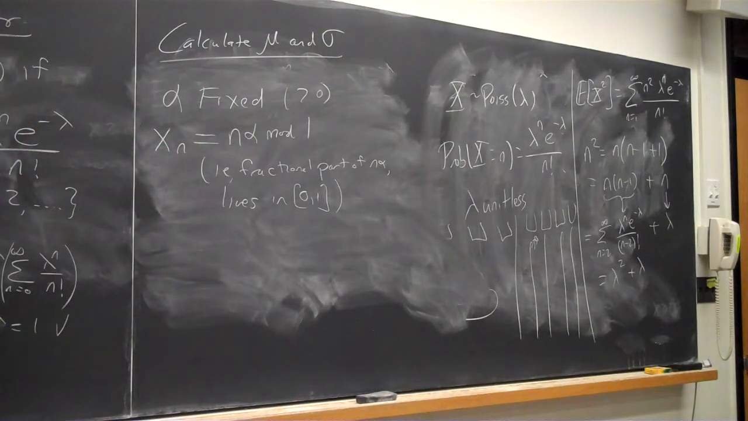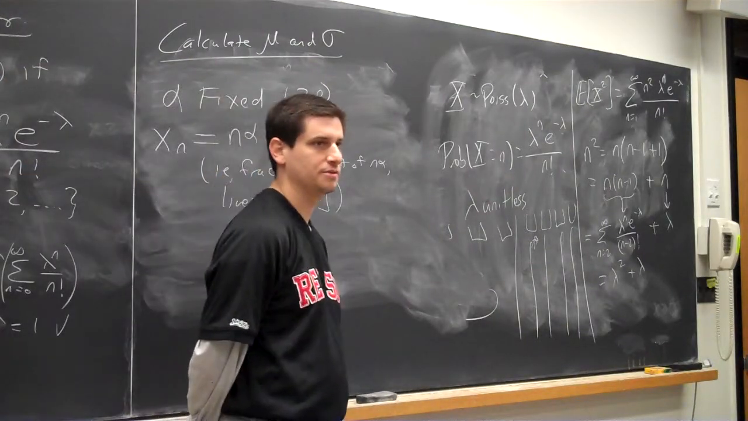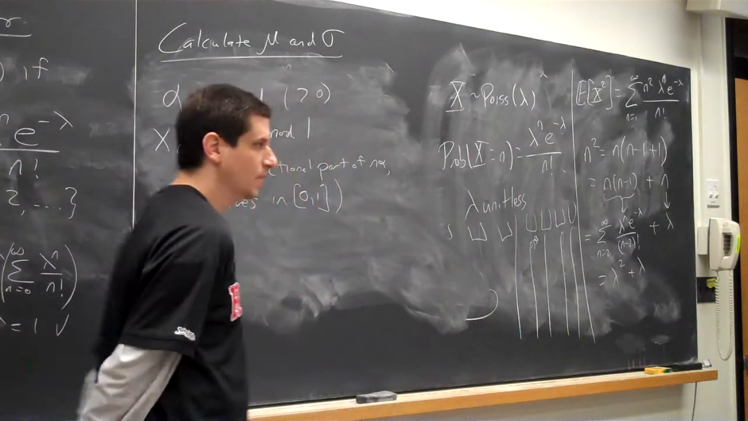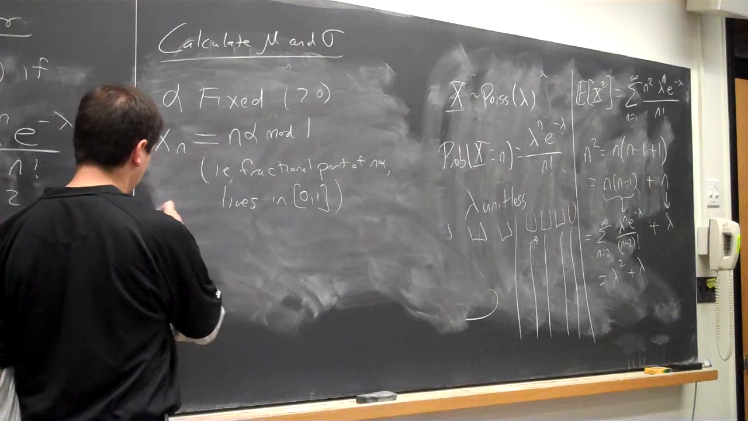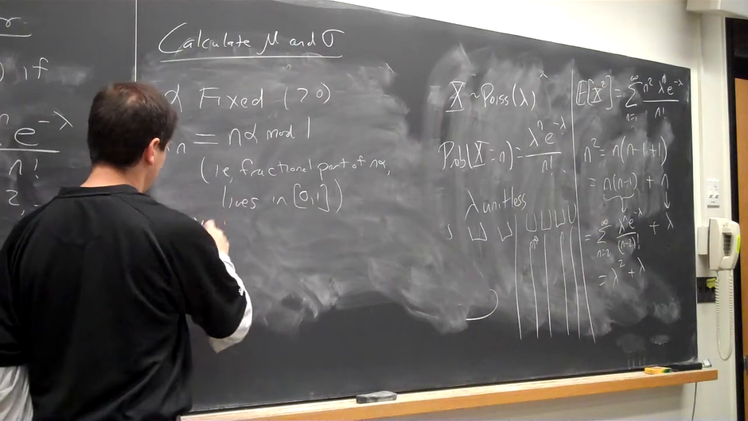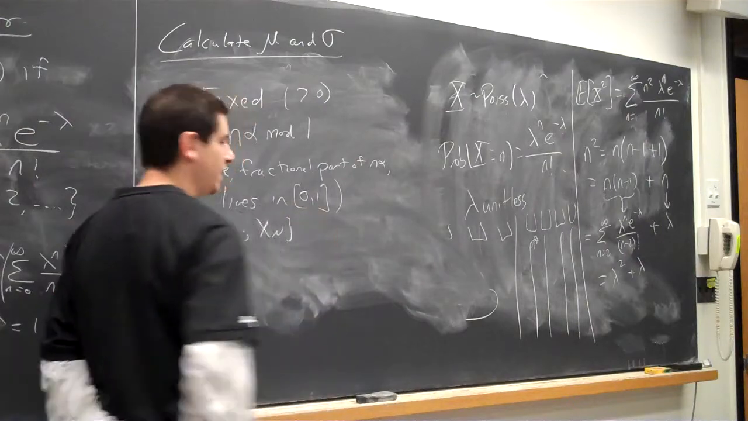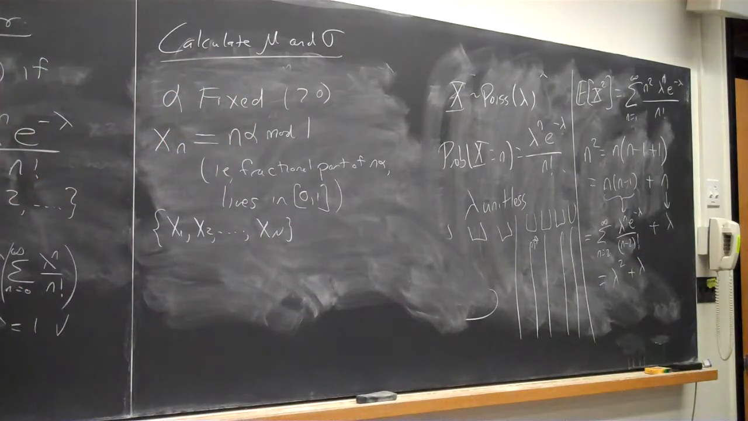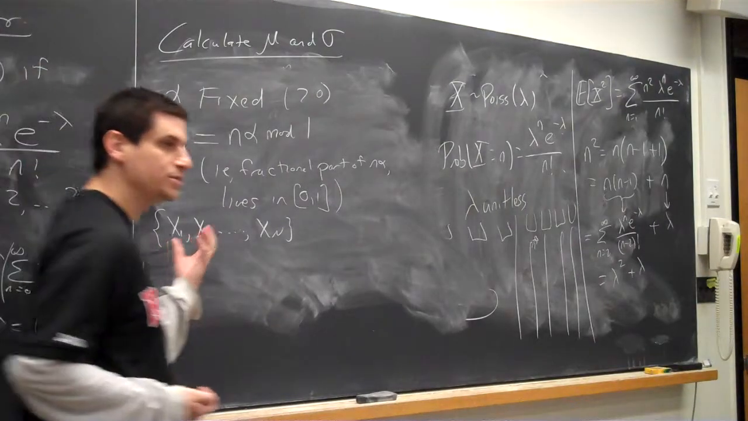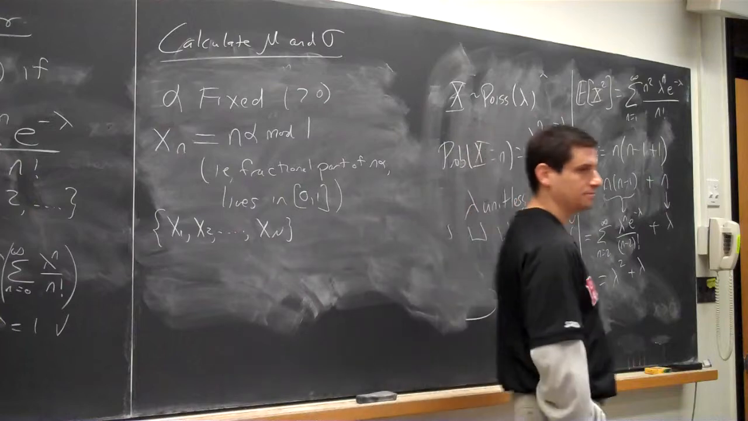So for instance, if alpha equals square root of 2, then x1 would be approximately 0.414, x2 would be approximately 0.828. Okay? So here's what I can do. I can look at the set x1, x2, dot dot dot, xn, and I can ask, what kind of values do I see? These are numbers between 0 and 1, and I can ask, how do these numbers fall in the interval 0, 1?